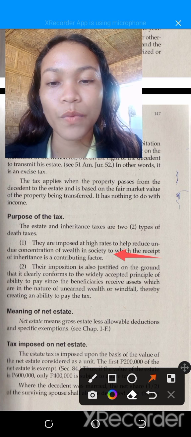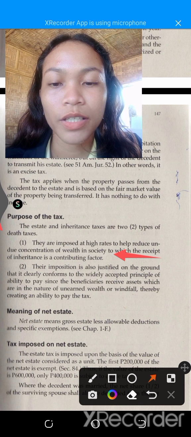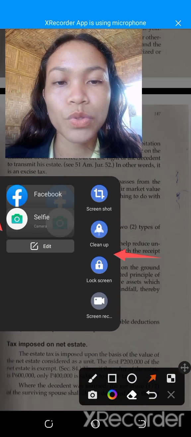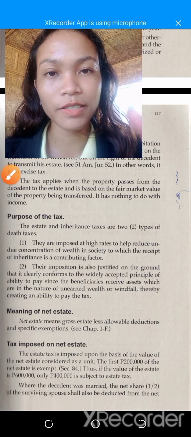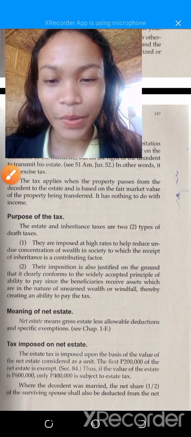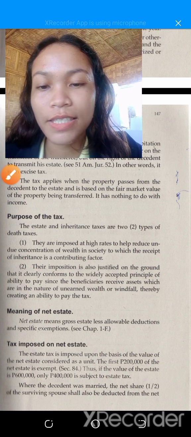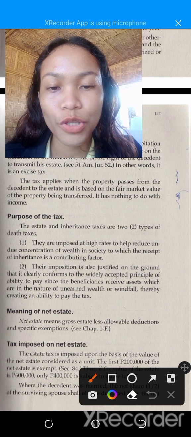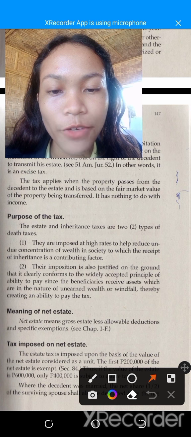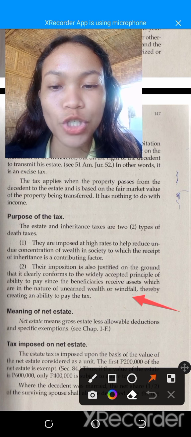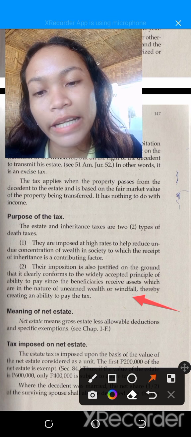The second one: their imposition is also justified on the ground that it clearly conforms with the widely accepted principle of ability to pay, since the beneficiaries receive assets which are in the nature of unearned wealth or windfall, thereby creating an ability to pay tax.